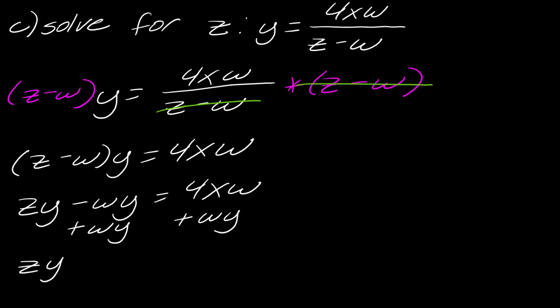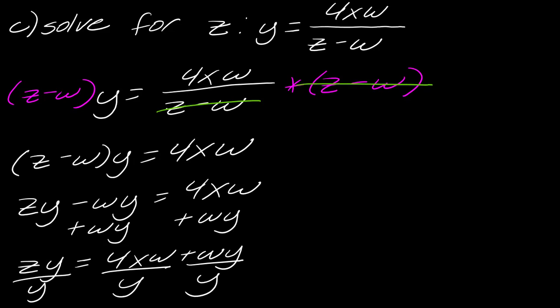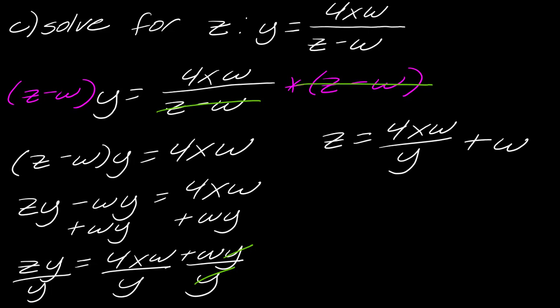I get zy equals 4xw plus wy. And then I just divide out by the part I don't want, so I divide each part by y as shown. So in this case I will get z equals 4xw over y plus wy over y. Now notice in this second cluster that the y's will cancel out, so I can just write this as plus w. Okay, so that's way one, but I do want to show you the other way, so let me erase this real quick.